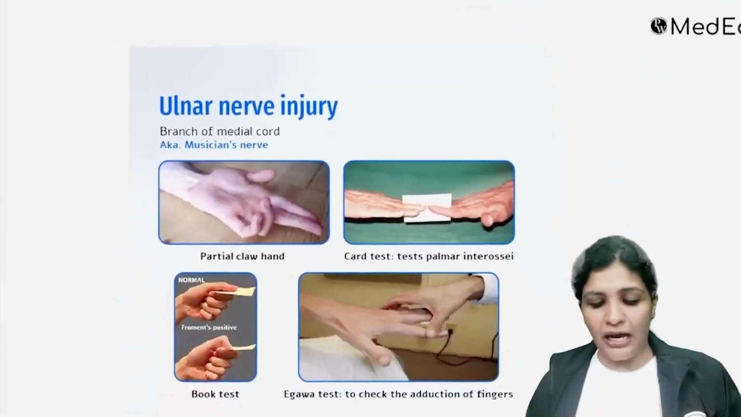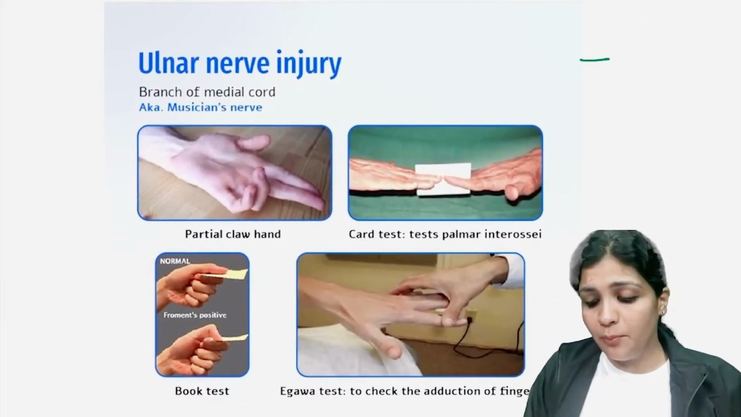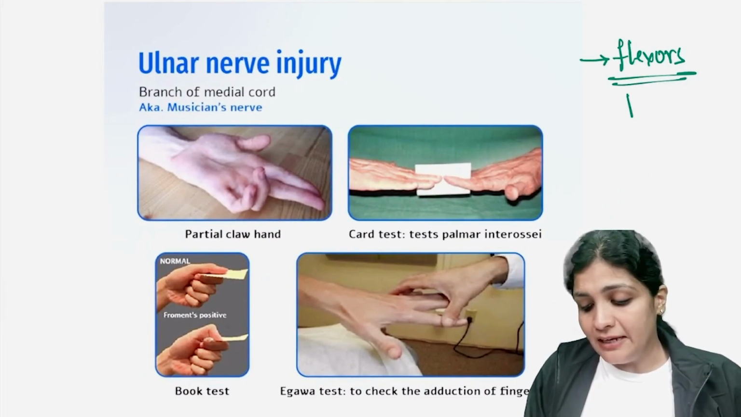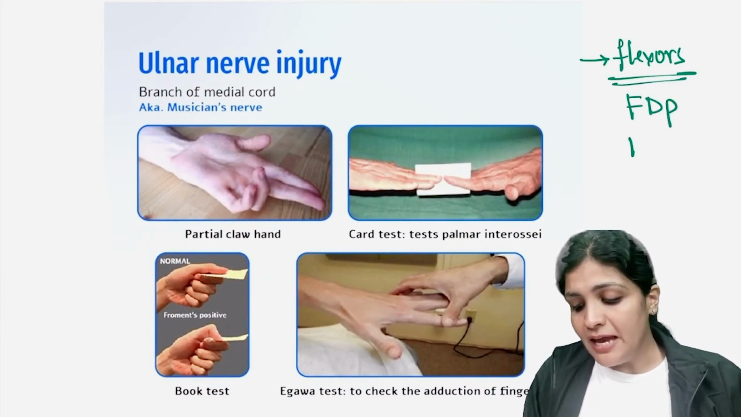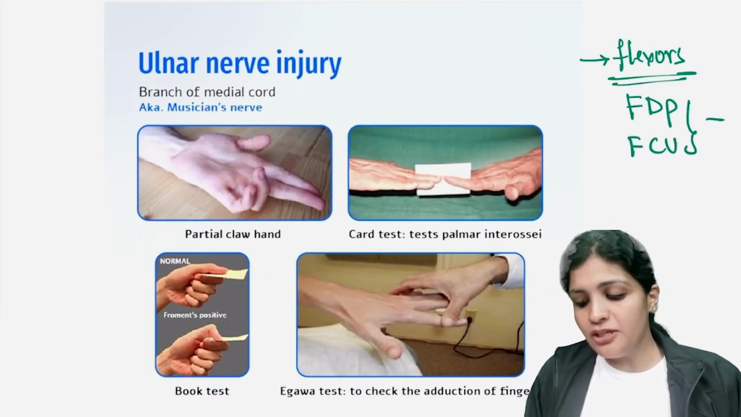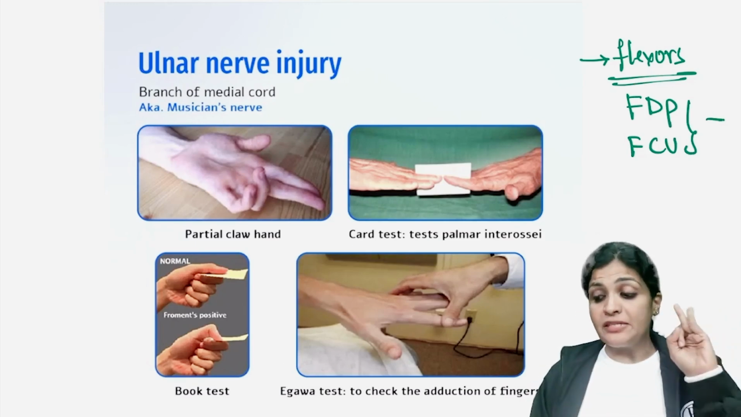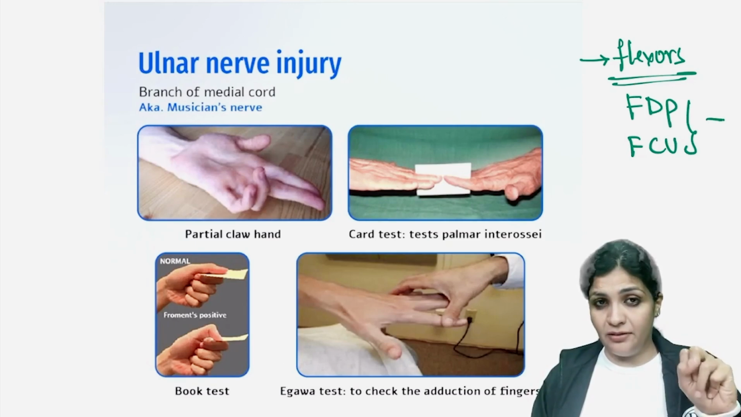And now moving back to your ulnar nerve. So ulnar nerve, very, very important, as we all know, supplies the flexors, that is your flexor digitorum profundus and the flexor carpi ulnaris. So these two are the flexors which are supplied by the ulnar nerve. And remember something I told you related to these two fingers, right?